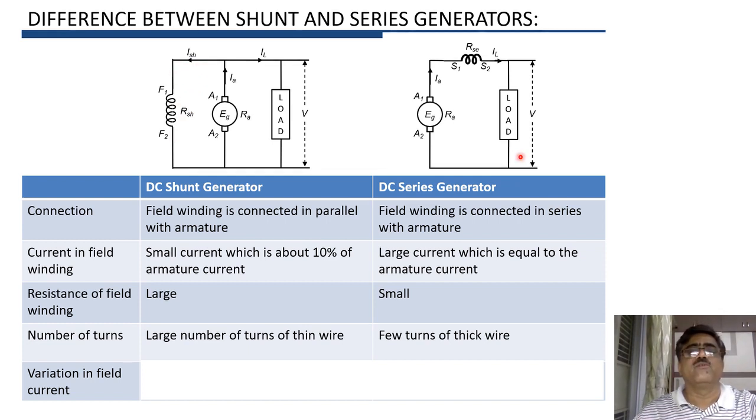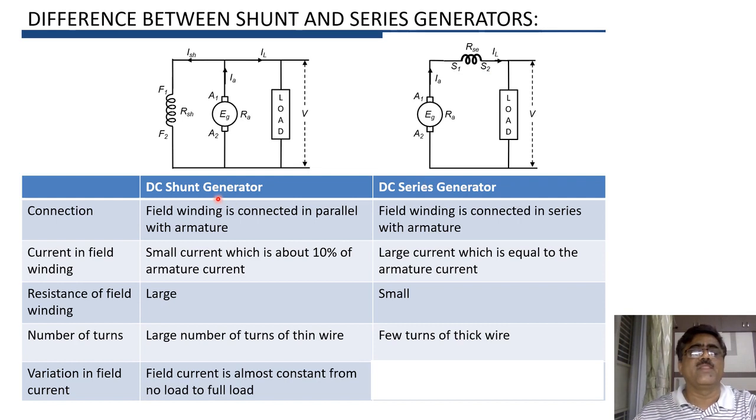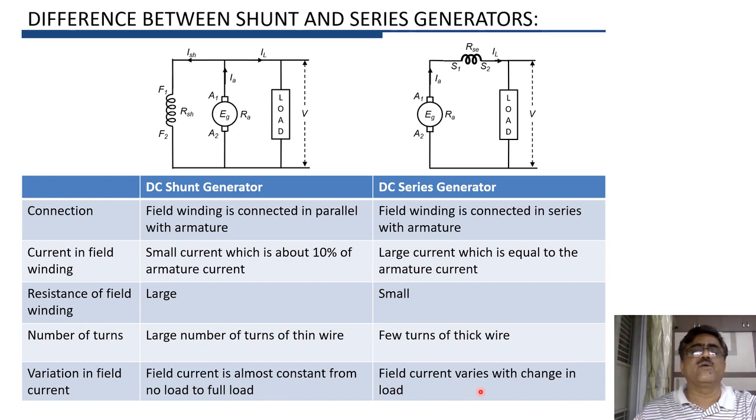shunt generator. Whereas here, if the load changes, current in series field winding will also change, because armature current or load current is flowing through the series field winding, and therefore in DC shunt generator field current is almost constant from no load to full load, whereas in case of DC series generator field current varies with change in load.